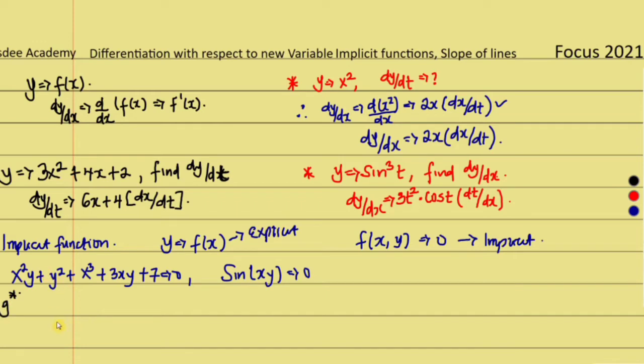Let's take the first one: x squared y plus y cubed plus x cubed is equal to 0. The question is, find dy/dx. Now in this case, you don't need to be told that this is not an explicit function of the form y equals f of x, but rather an implicit function, because you have more than one variable.